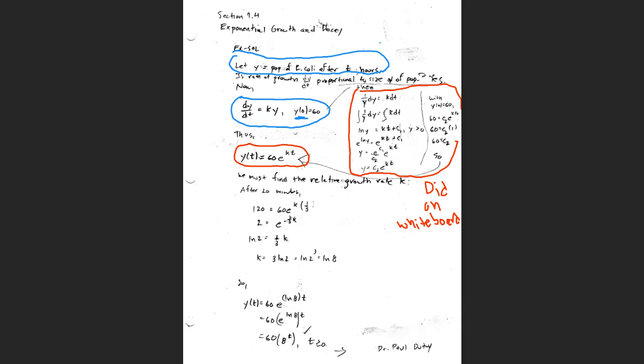y of t equals 60 times e to the kt power. Now what we have to find is the relative growth rate, k. After 20 minutes, I'll zoom this up a little bit, after 20 minutes the population doubles.